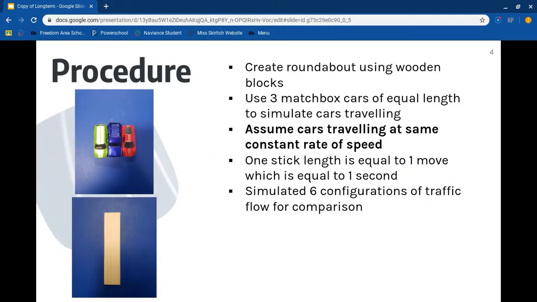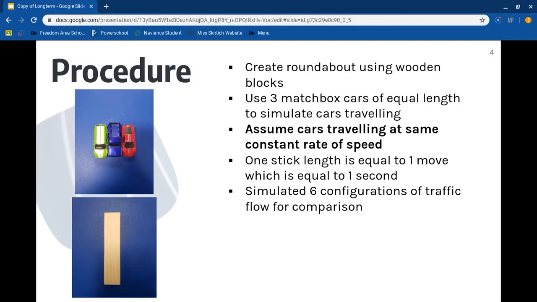So I did a little tinkering around, thinking, writing some stuff down, and I came up with this procedure. I created a roundabout using wooden building blocks. I set them on a table, created a mock roundabout that could physically move cars around. So I took three matchbox cars of the same equal length to simulate cars traveling around the roundabout.